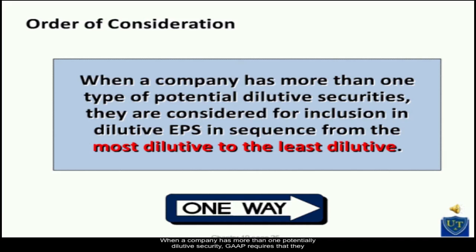When a company has more than one potentially dilutive security, GAAP requires that they be pulled into the computation of diluted earnings per share in a specific order. And that order is from the one that will have the most impact or is the most dilutive, so has the lowest earnings per incremental share computation, to the least dilutive. This topic is covered in Appendix 16B.